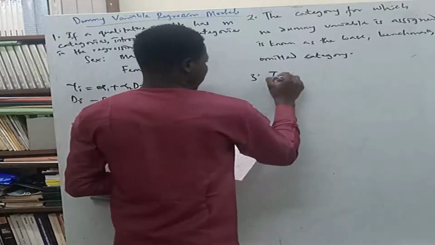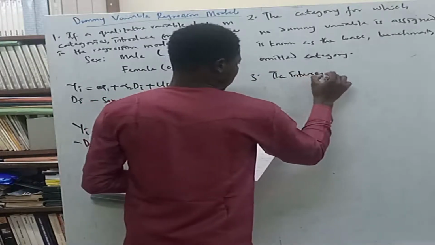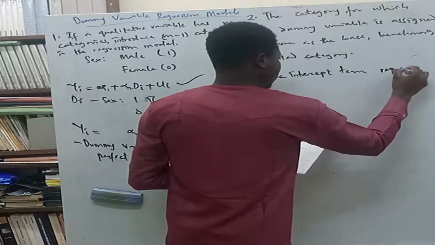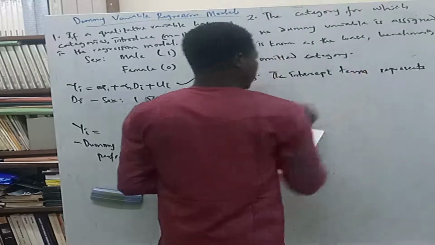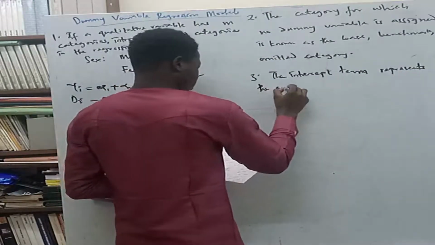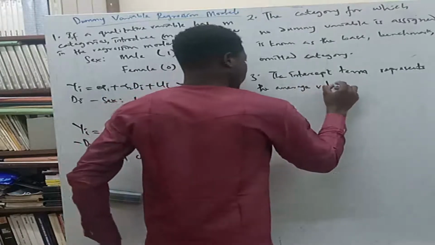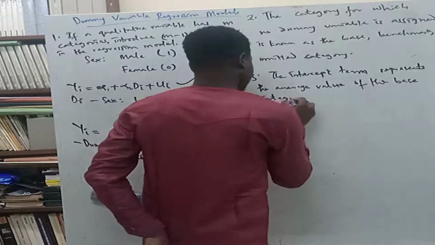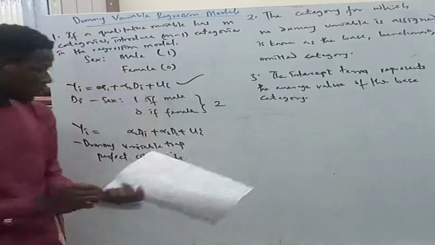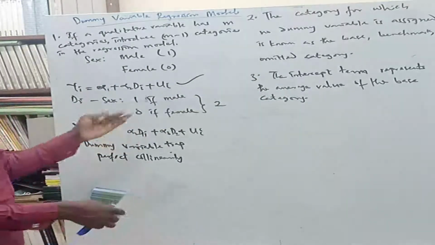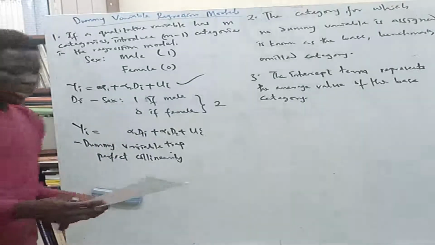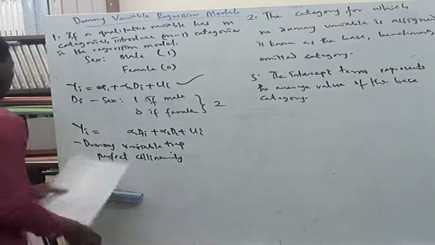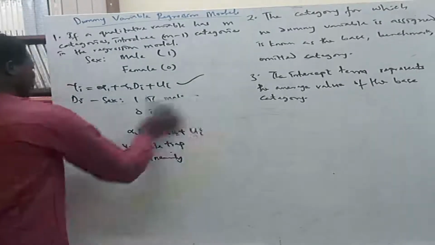And number 3 says the intercept term represents the average value of the base category. So these are some of the things you have to take note of while you're working with dummy variables in your regression model. So let's take an example. Let's work with an example.